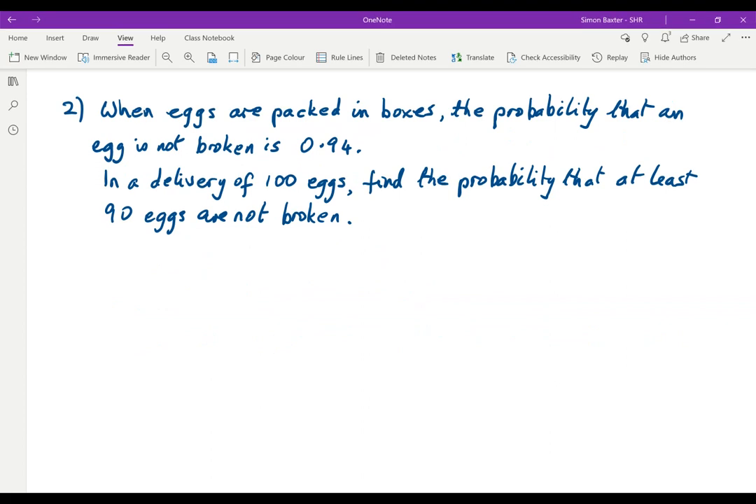Now let's look at another example. Suppose we have a whole lot of eggs packed in boxes. Occasionally you get a broken egg, but not that often. So let's assume that the probability that an egg is not broken is 0.94, so that most of the eggs we buy are going to be perfectly good. In a delivery of 100 eggs, find the probability that at least 90 eggs are not broken. Well, let's suppose that X is the number of unbroken eggs.